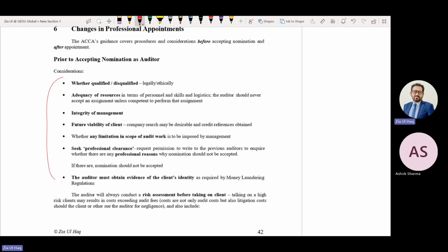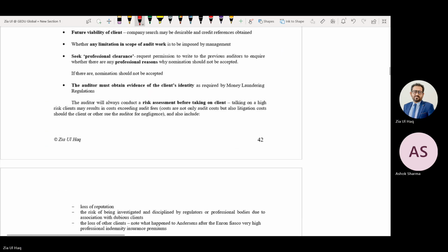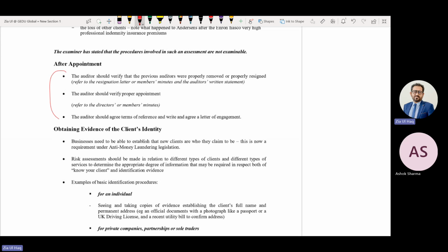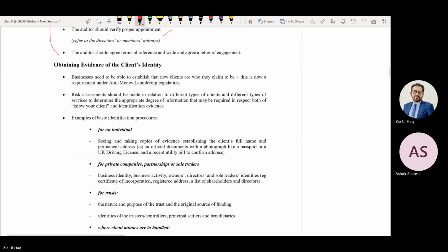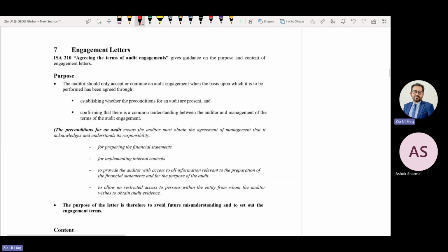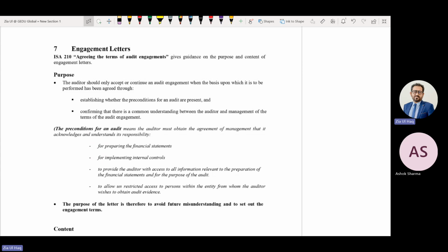Procedures before accepting audit, procedures after accepting audit. We need to verify our appointment. We need to verify the previous auditor's proper departure. And we need to sign our engagement letter with the client. And what is an engagement letter? It's a formal appointment letter of the auditor to agree terms of audit with the client.